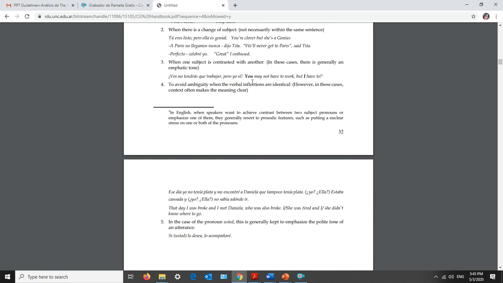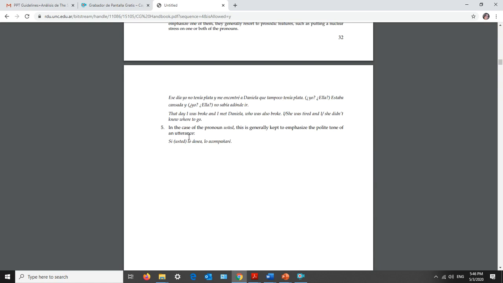Is it to do with the inflections being identical for the two persons involved? So to avoid ambiguity, but pertaining to the inflectional morphology of the verb. In the case of the pronoun usted, this is generally kept to emphasize the polite tone of the utterance. So is this an instance of the pronoun usted, therefore left as a mechanism that serves an emphatic purpose?